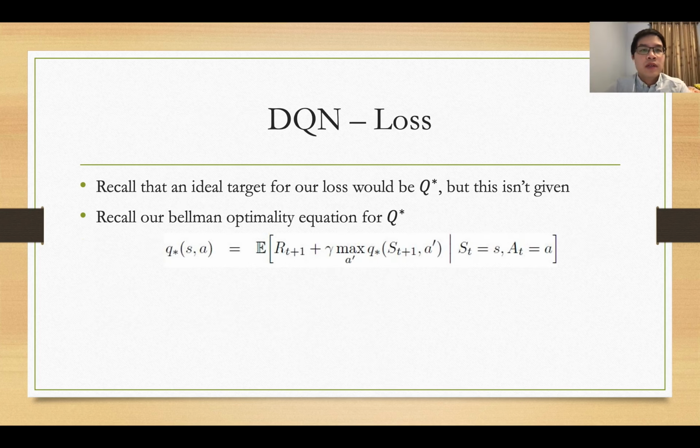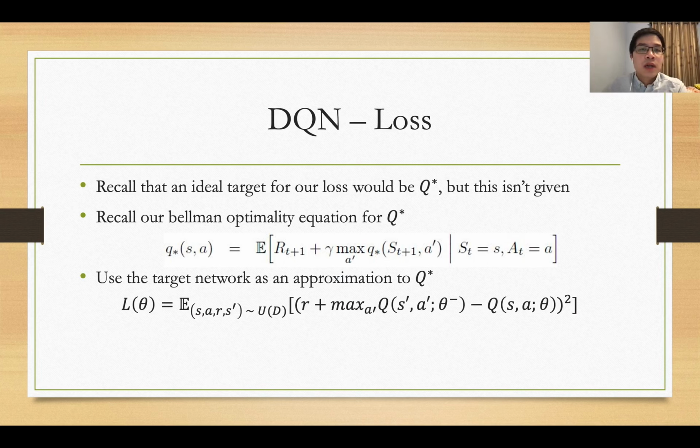Now that we have defined the target network, we can define the loss function for DQN. Recall that an ideal target for our loss would be Q star, but this isn't given to us. And recall that our Bellman optimality equation for Q star was the following. The DQN algorithm says to use the target network as an approximation to Q star. Thus, the loss is the expected squared difference between our target network and the behavior network. But notice that our target, the immediate reward plus the maximum over the target network, is written in the same form as our Bellman optimality equation for Q star.